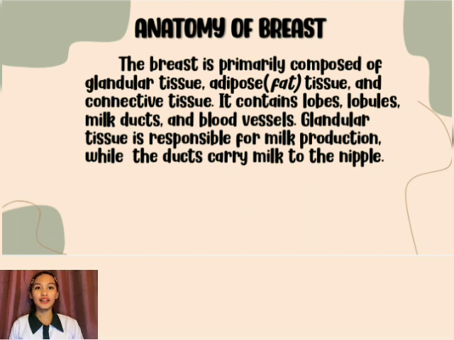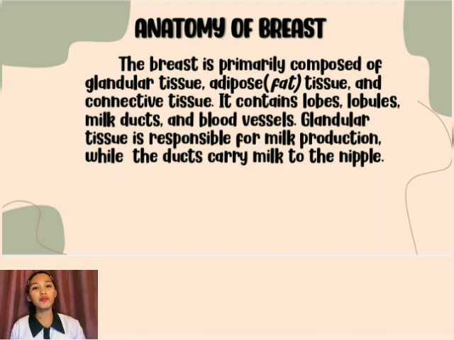Hi, I am Judea Galisan and I'll be presenting to you the anatomy of the breast. The breast is primarily composed of glandular tissue, adipose tissue, and connective tissue. It contains lobes, lobules, milk ducts, and blood vessels. Glandular tissue is responsible for milk production while the ducts carry the milk to the nipple.